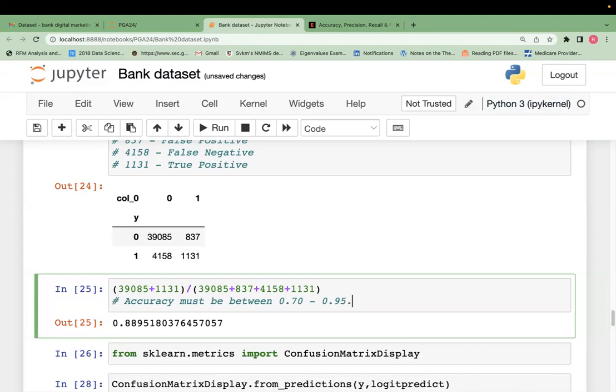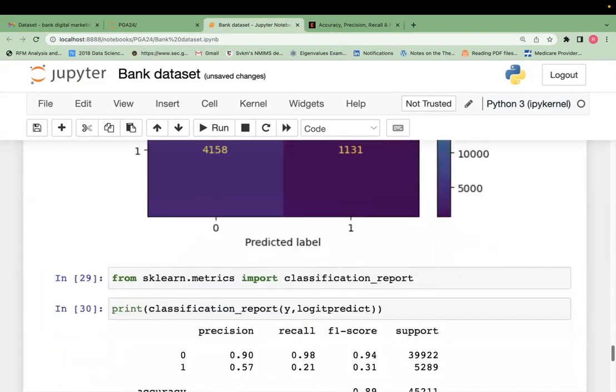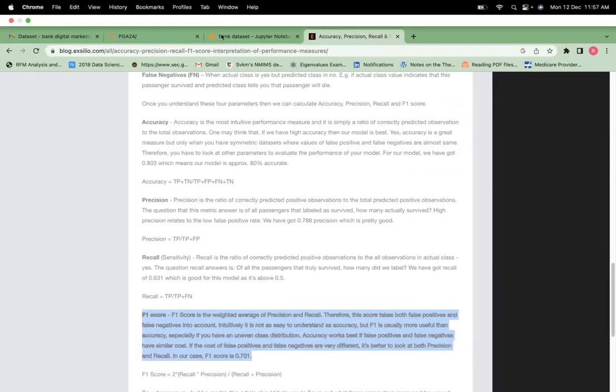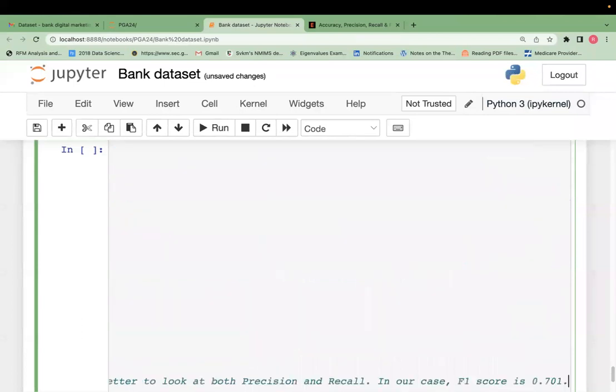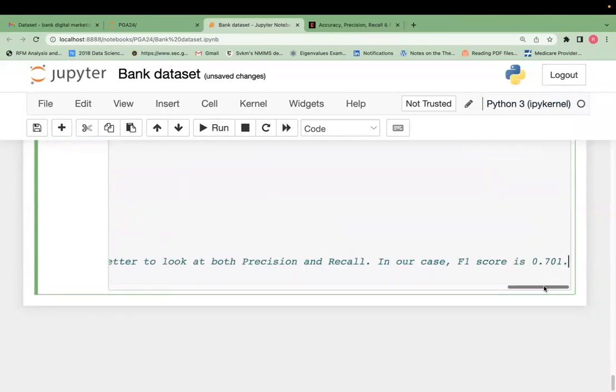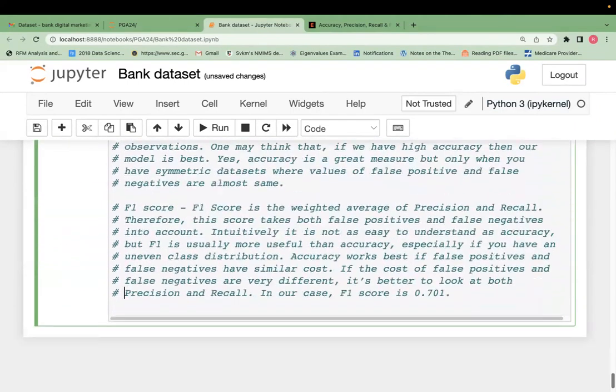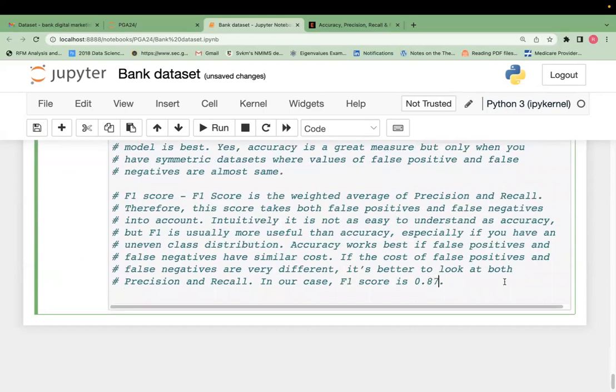Our model will become a best fit model when the accuracy and all other metrics are in the range of 0.70 to 0.95. Now, the next thing you need to understand is the precision and F1 score. Like I told you, in case of imbalanced data, the preferred metric is F1 score. In our case, F1 score is around 0.87. Weighted F1 score is 0.87. See, when you have imbalanced data, along with accuracy, we also need to look at F1 score.